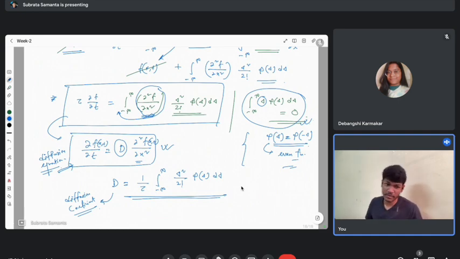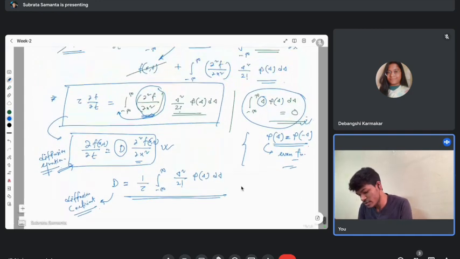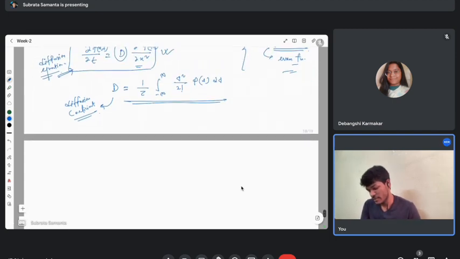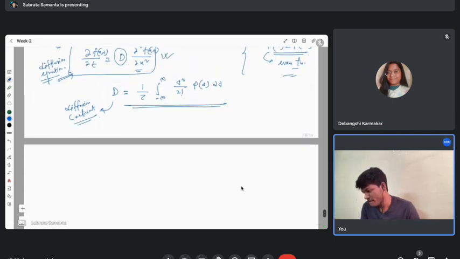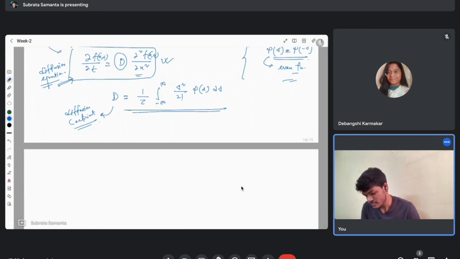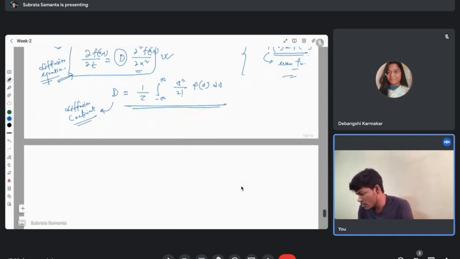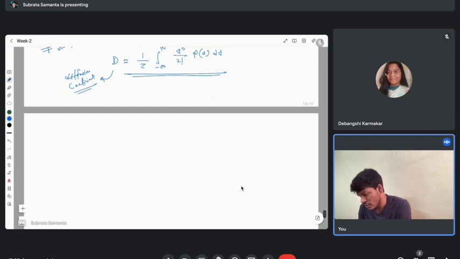So now, how to solve this equation? Let's go quickly into the solutions. Have you done any previous mathematical course on how to solve differential equations of this kind, where both space and time derivatives are involved? I think this might be helpful. So let's solve this diffusion equation.